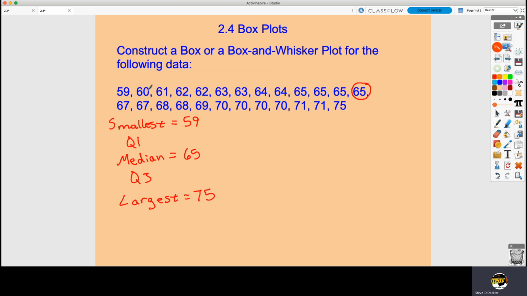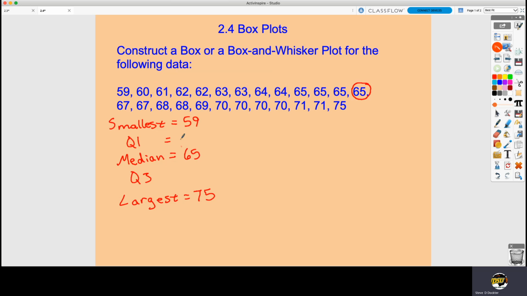Now, how you guys have done it in the past, you can do it however you want. I know some of you, what you did in the past was you crossed off your smallest and your largest, and then you just kept going that way until you got all the way to the middle number. If you want to do that, that's fine.